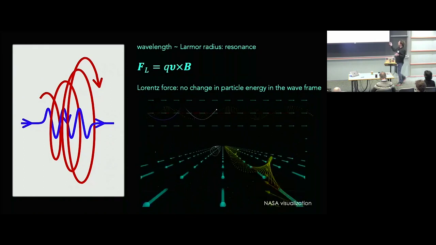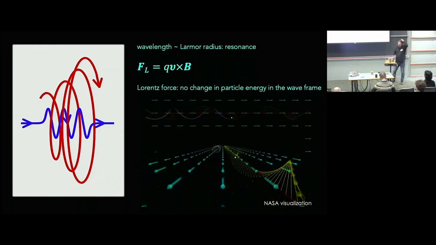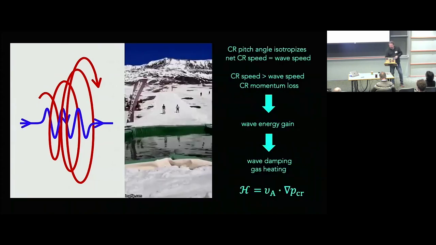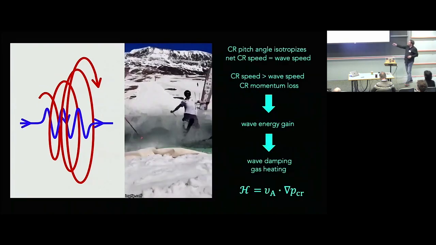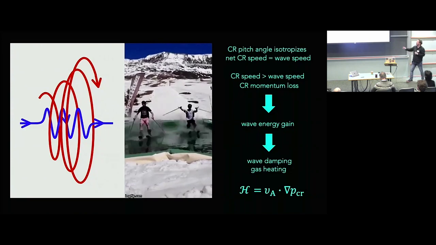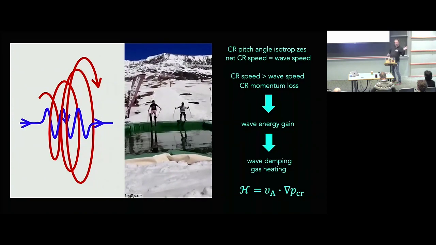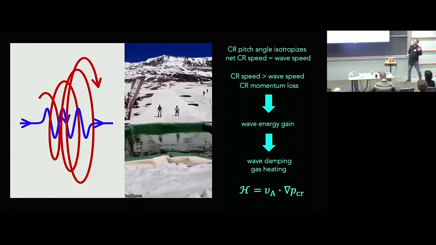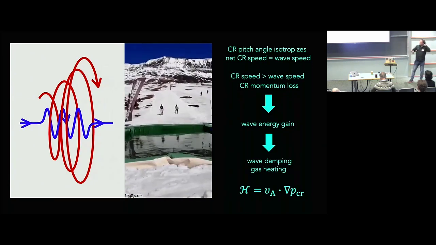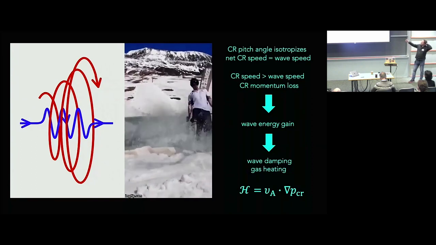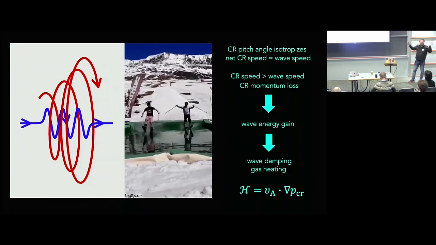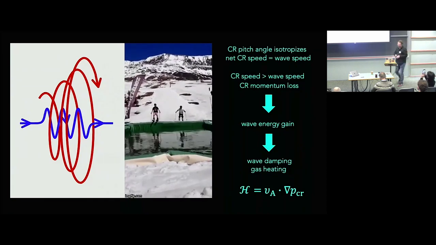This is a nice visualization from NASA that illustrates this. As a result of this pitch angle scattering, you can basically isotropize the particles in the frame of the wave. And if cosmic rays want to go faster, then they will have to lose momentum on average. They will lose energy. That energy will be pumped into the wave energy of these waves shown in blue, and subsequent damping of this energy will heat the gas.